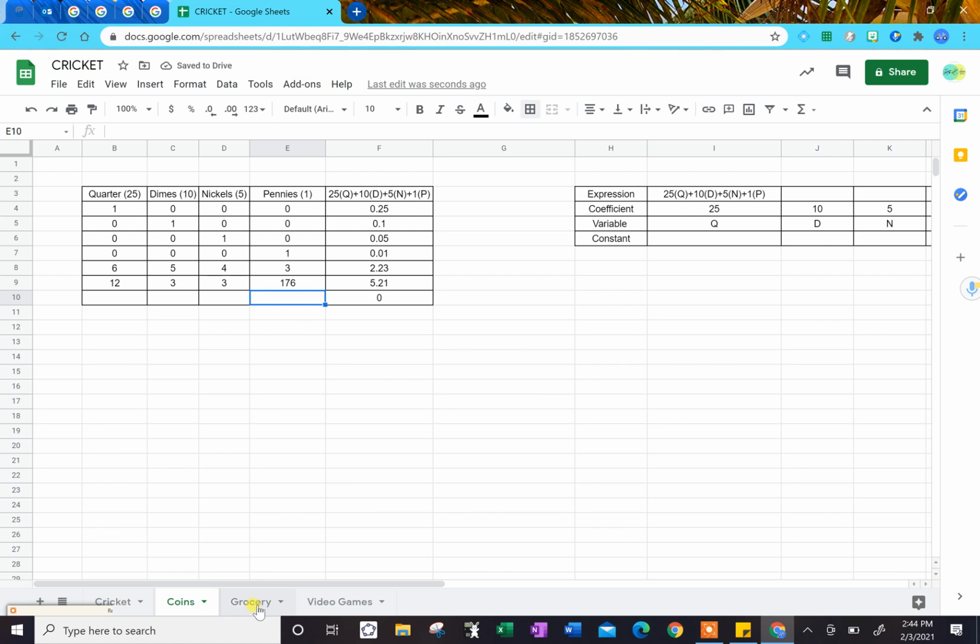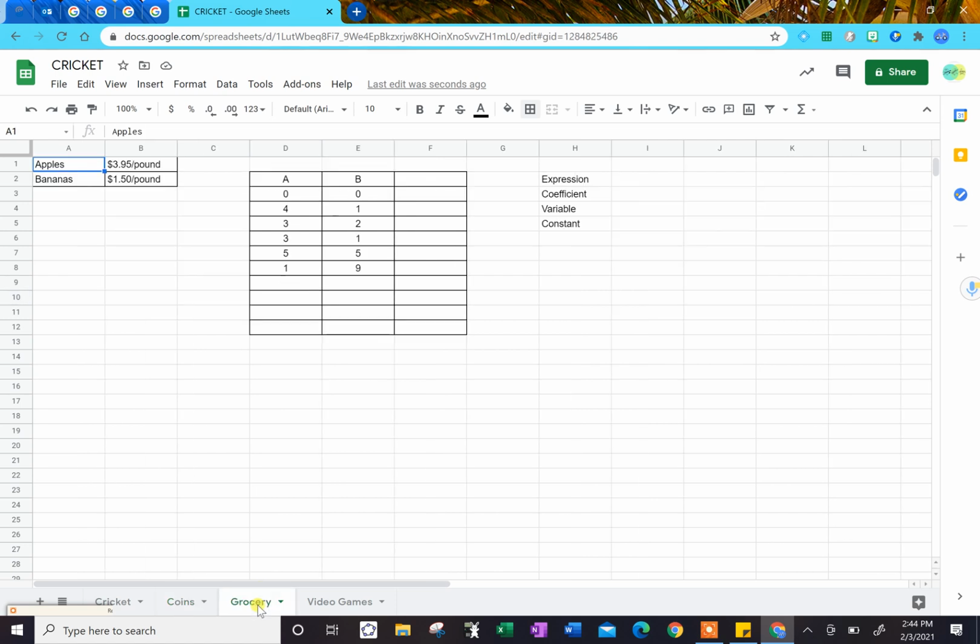All right, moving along, we're going to do 2 more, grocery store. Let's say I go to the grocery store. You might say, oh, this is great, but it's not really all that useful. Well, check this out. If I go to the grocery store and apples cost $3.95 a pound and bananas $1.50 a pound, well, I'm talking about 2 things. I'm talking about apples and bananas.